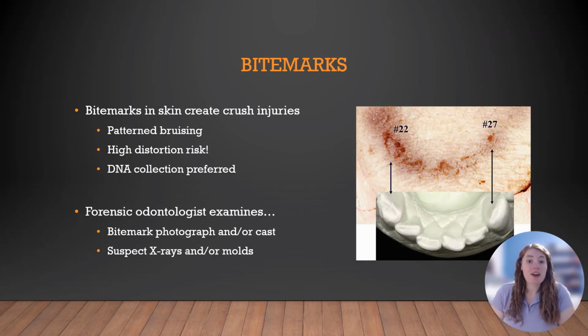Bite marks are another type of impression that are left by the human body, specifically by the teeth. Biting someone's skin creates a crush injury, leaving a patterned bruise on the skin. These patterns can then be matched with suspect dentition in order to determine matches or to exclude suspects as the source of the bite. Now, like ear prints, bite marks have been used successfully in criminal courts, but today the forensic community views bite mark evidence with a lot of skepticism.